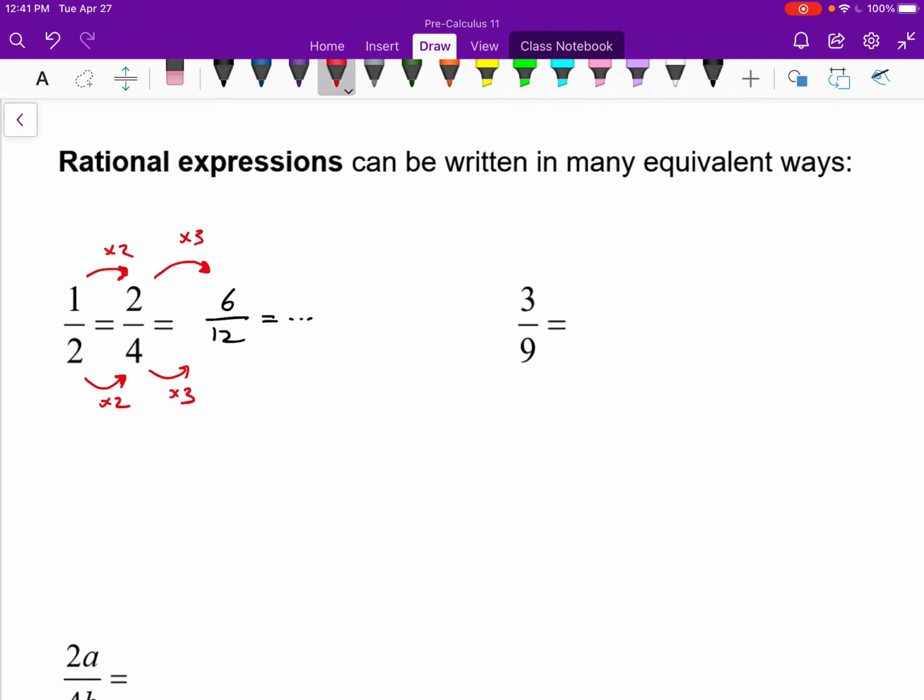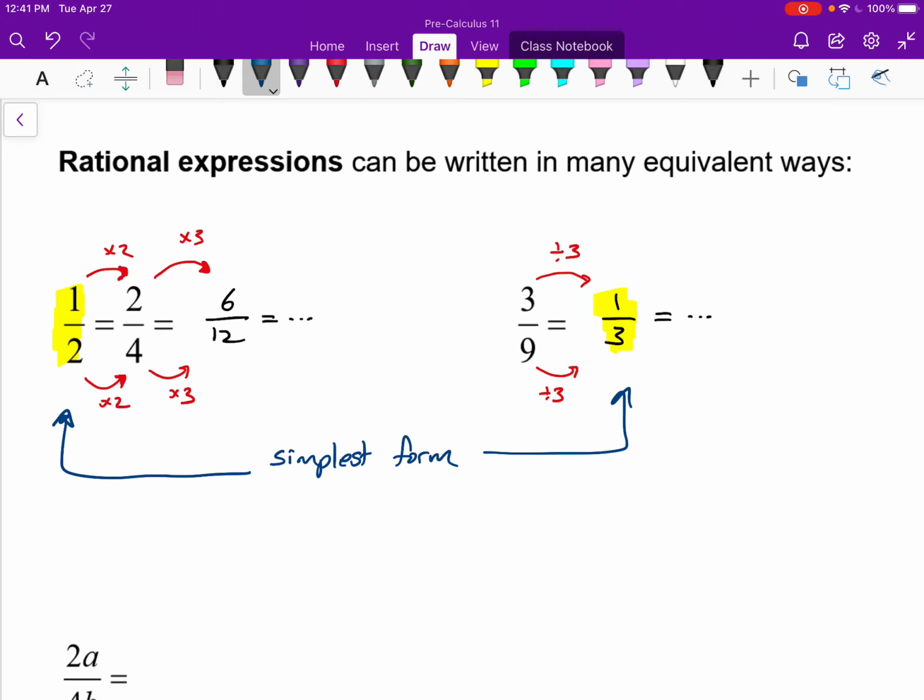Same thing for 3/9. Again, I can multiply, or maybe this time I'll divide both by 3. Again, if you multiply or divide the numerator and the denominator by the same number, you get an equivalent fraction. In this case, you get 1/3. And I could then multiply or keep going. That said, you get the idea. I'm just going to highlight 1/2 and 1/3 because these particular rational expressions or fractions are in simplest form, or lowest terms.